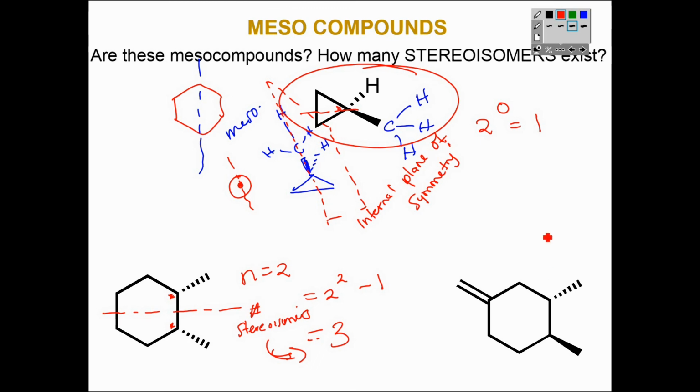This one has no internal plane of symmetry possible anywhere. You can't draw a line here or this way. So the 2 asymmetric centers are valid, 2 to the power n, and this is not meso, but the previous one is a meso compound. So this is meso, this is not meso, because there's no internal plane of symmetry here. 2 to the power 2, the answer is 4.